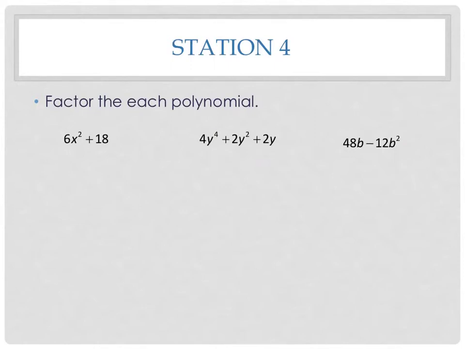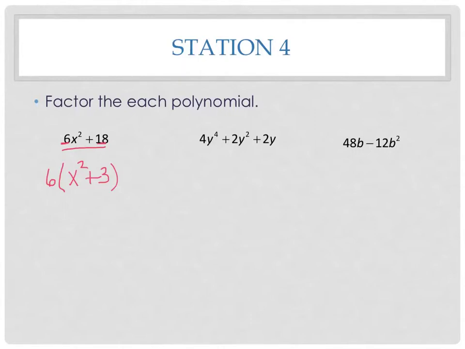Moving on to station 4, factoring each polynomial. So what I want to do is take a look at the terms of this binomial in the first case, and notice that I can take 6 and 18 and they have a common factor of 6. So I'm going to factor out a 6, and then 6 divided by 6 is going to just leave me with the 1x squared, and 18 divided by 6 is going to be 3. So that would be factoring out a 6 from both of those.